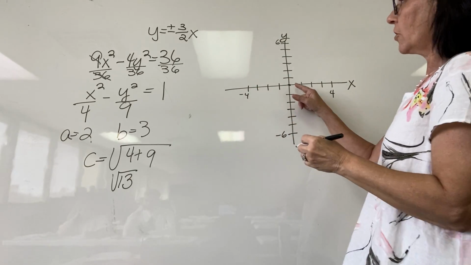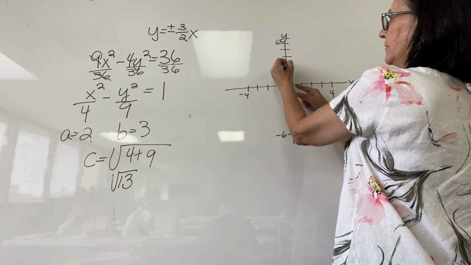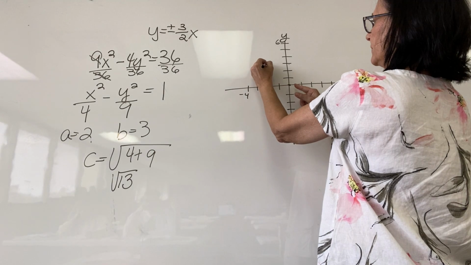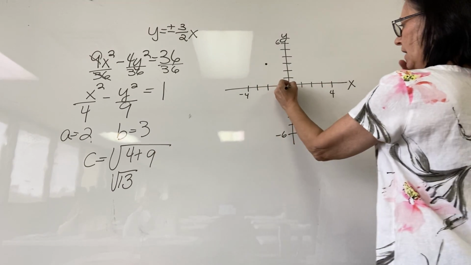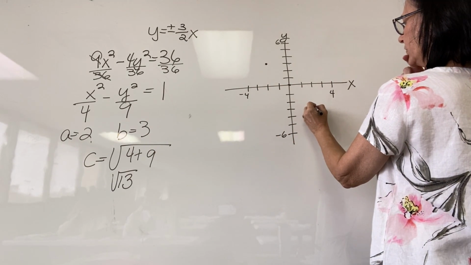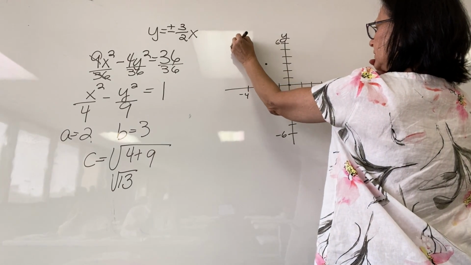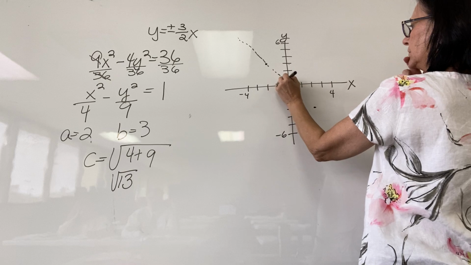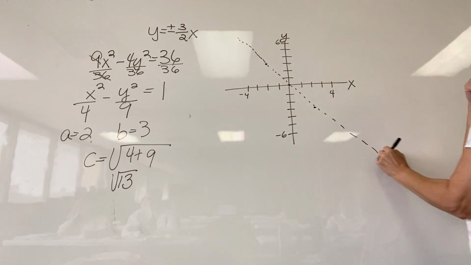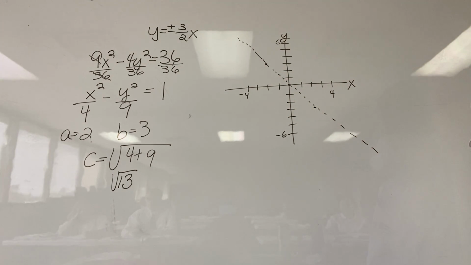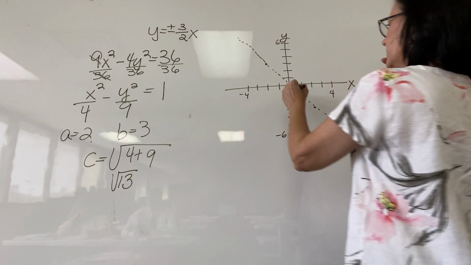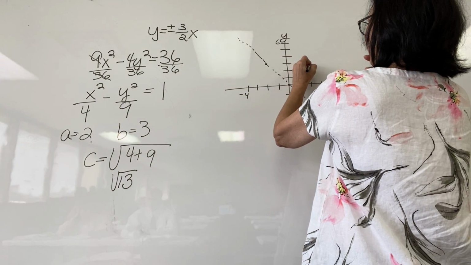All right, so I'm going to start at the origin. I'm going to go up 3 and back 2. I'll go down 3 and over to here. So here's one asymptote. The other one will just be the opposite of that.